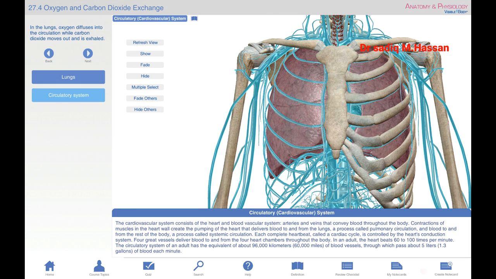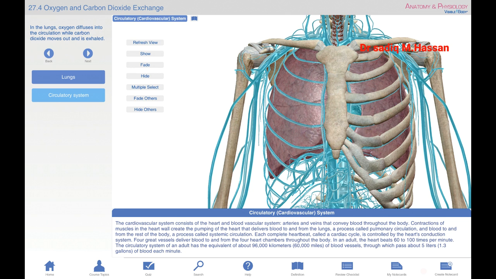Okay, so the four great vessels deliver the blood to and from the four chambers throughout the body. In adulthood, the heartbeat is 60 to 100 beats per minute. Above 100, there is a name for it. Everyone who is listening to this video or watching this video, please comment: what is it called when the heart rate is more than 100? What is that name? Can you please write it down?